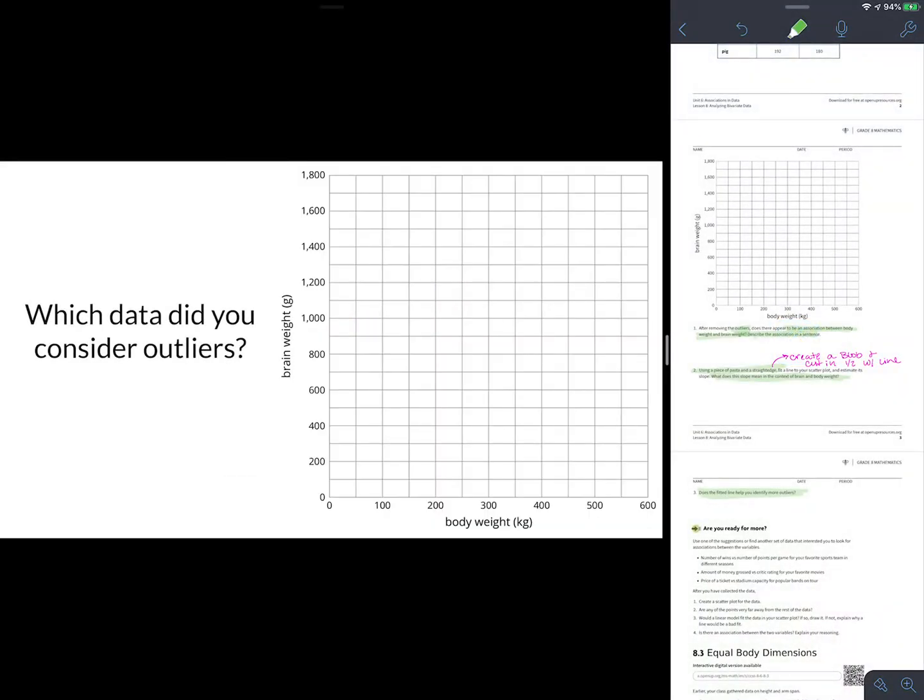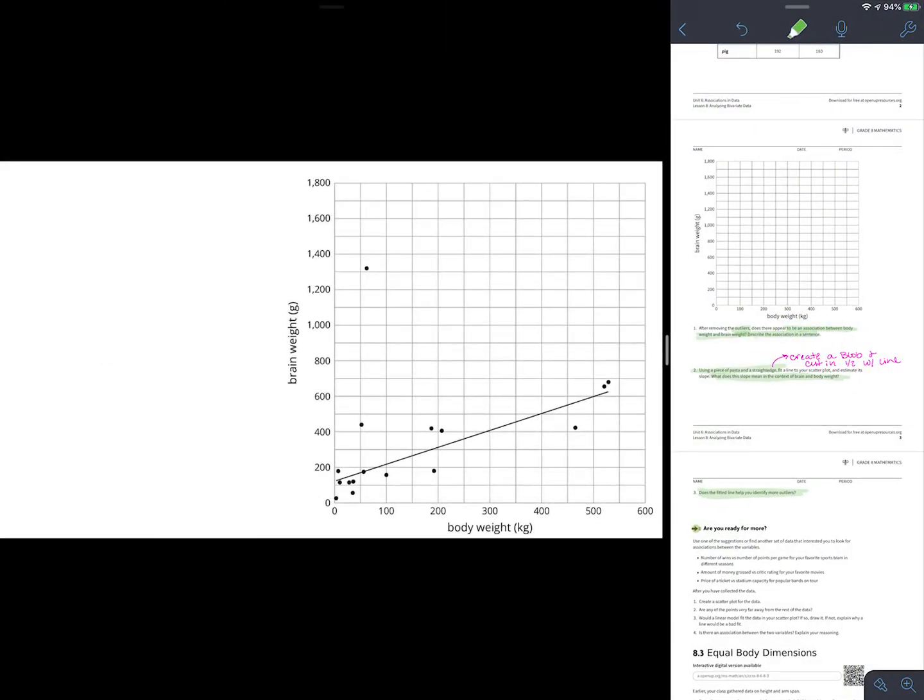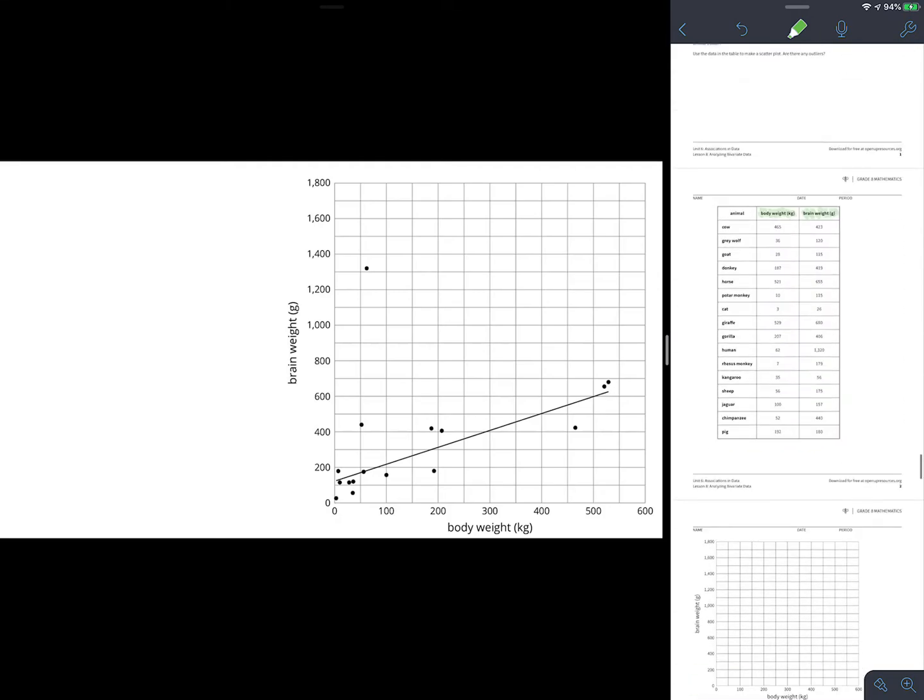Okay, so let's first talk about what we consider to be outliers. I'm going to go ahead and show you a scatter plot with a line already created. So you could see here that that point way up at the top looks to be the chimpanzee. Let me go to my table here. So that chimpanzee, which was 52,440, is an immediate outlier that you should recognize. So you should have been able to see that right away.